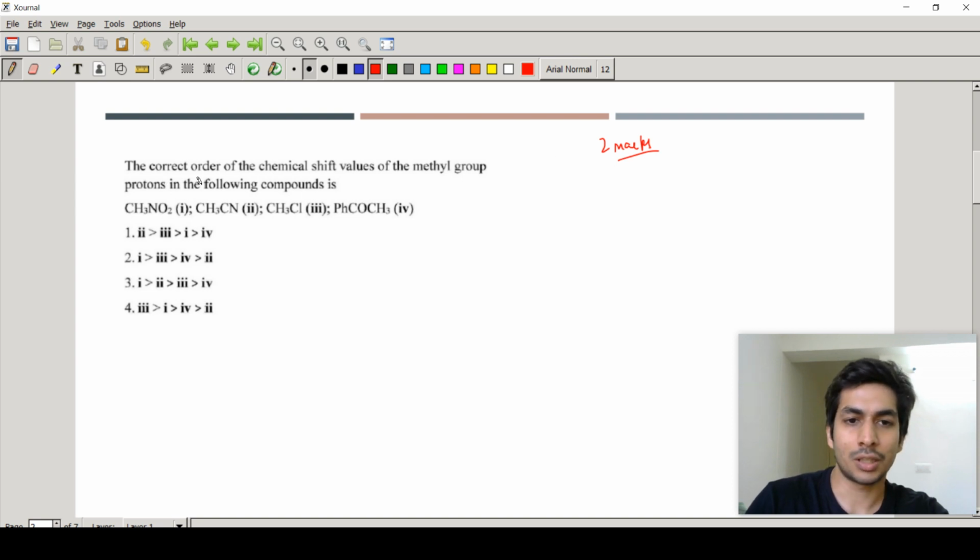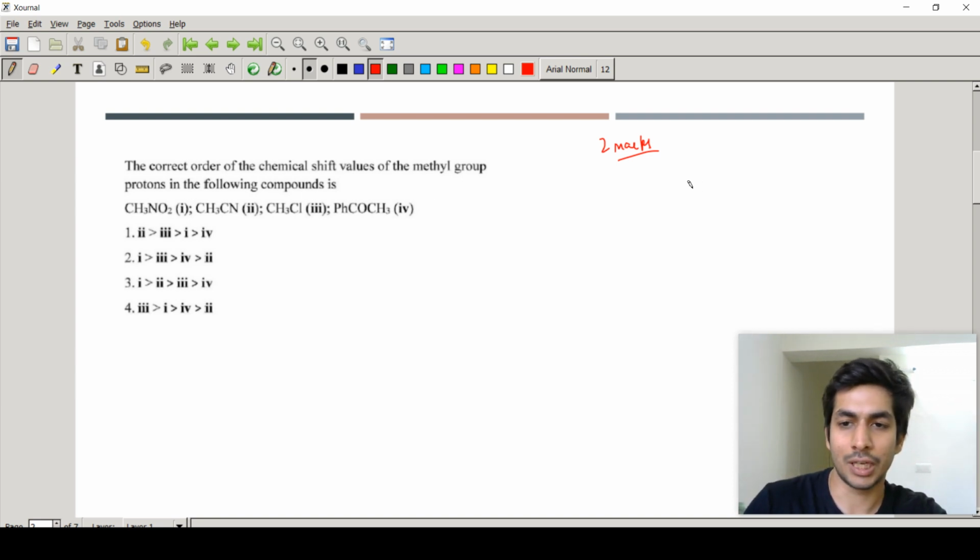This question was: the correct order of chemical shift values of the methyl group protons in the following compounds is. So we have to basically arrange them according to the chemical shifts. There was one interesting part over here. So we have your nitromethane, then we have your nitrile, acetonitrile over here. Then we have methyl chloride, and then we have this PhCOCH3, right?